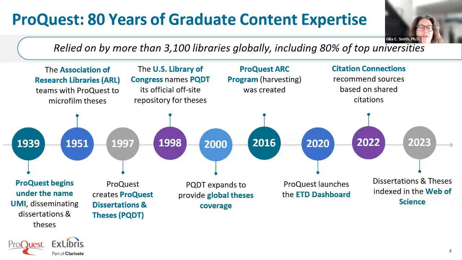Here's a little timeline of our company history, just to give you some of the big notable events in our history as a company. We started in 1939 in association with the University of Michigan. That's why the UMI, it was called UMI. We became ProQuest Dissertations and Theses in 1997. We really got outside of the US, started to become global in the year 2000. And that's when we changed the name from ProQuest Dissertations and Theses to ProQuest Dissertations and Theses Global.